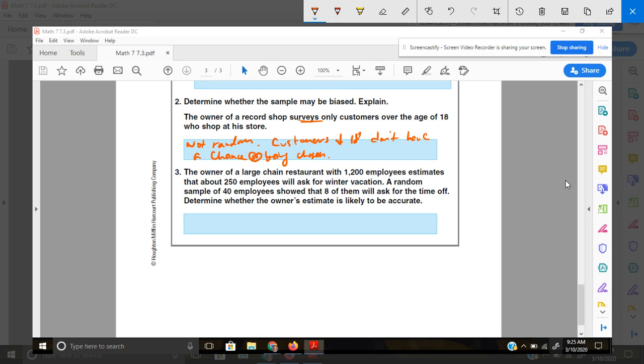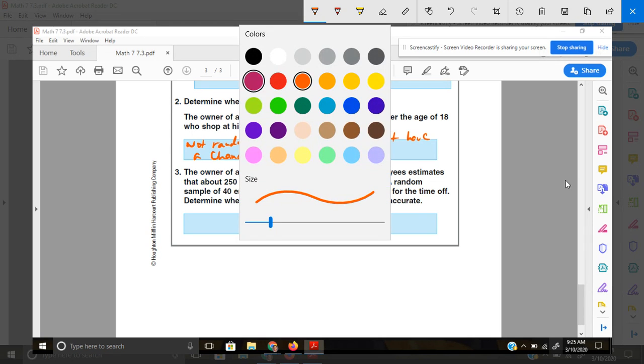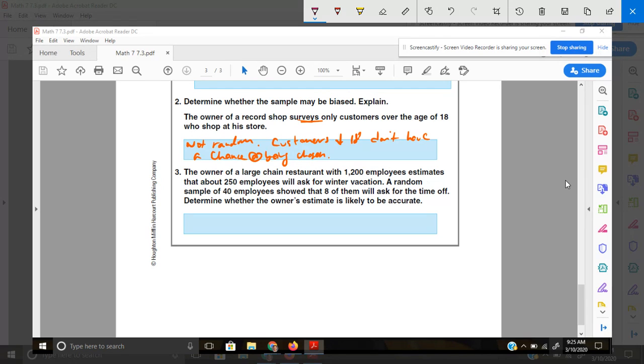Lastly, number 3 says the owner of a large chain restaurant with 1,200 employees estimates that about 250 employees will ask off for winter vacation. A random sample of 40 showed that 8 of them will ask for time off. Determine whether the owner's estimate is likely. Okay, so let's set up a proportion just like we did before. Our total number of employees that we surveyed was 40, and of those 40, 8 of them said they'll ask for time off. This was the random sample.